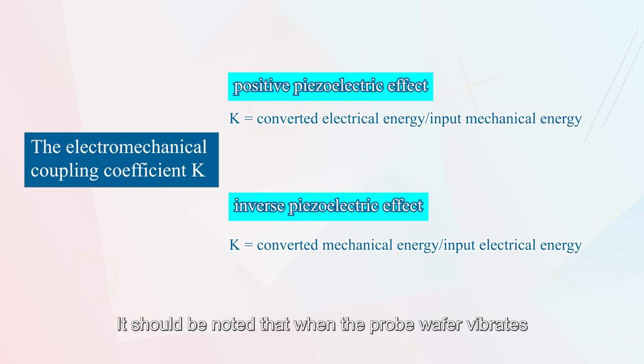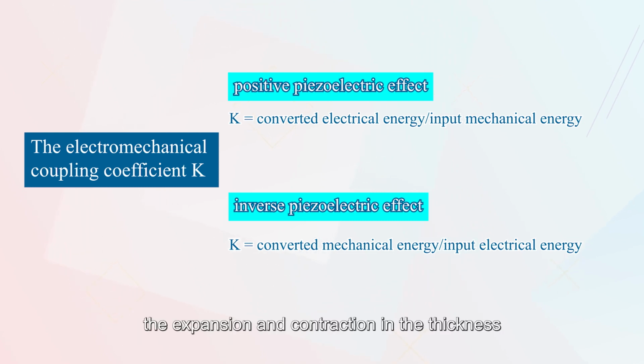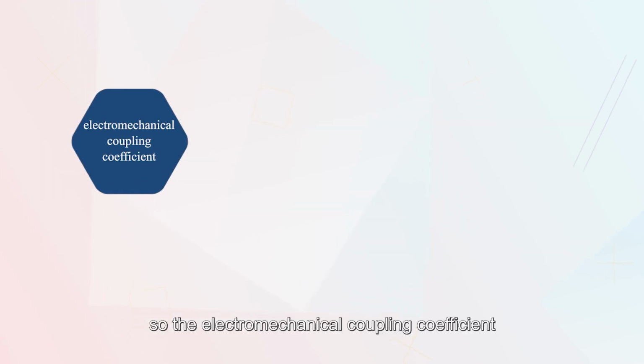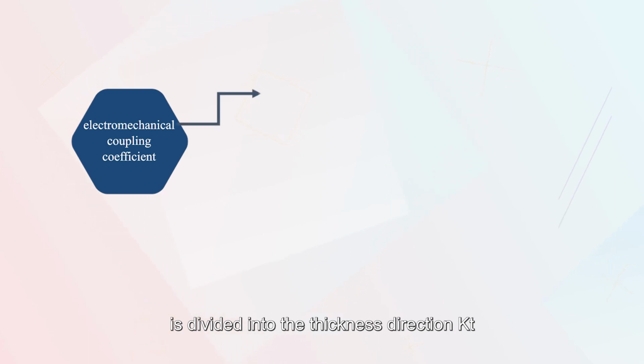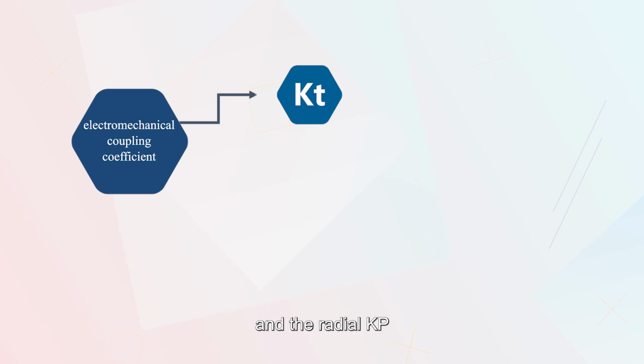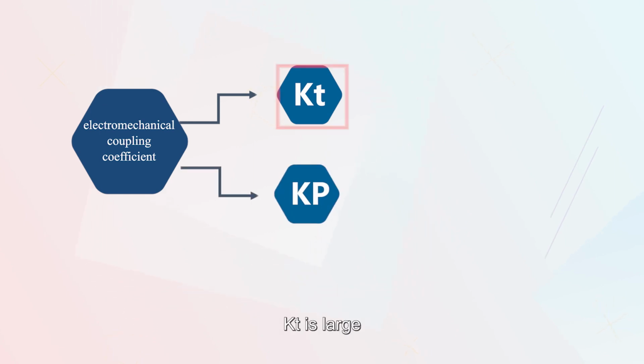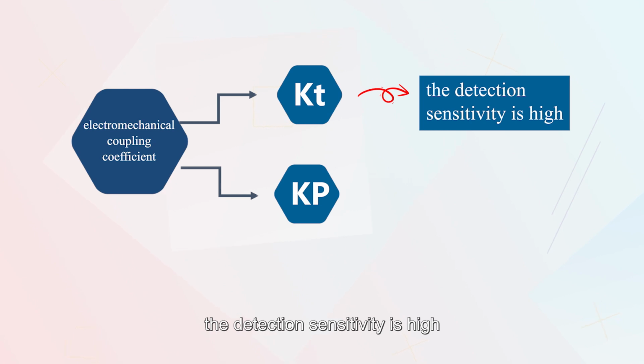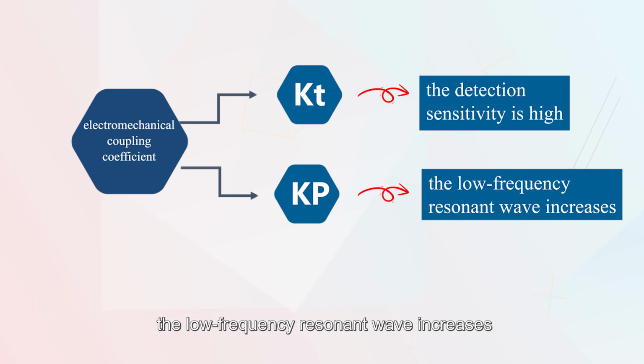It should be noted that when a probe wafer vibrates, expansion and contraction in the thickness and radial directions are generated at the same time. So the electromechanical coupling coefficient is divided into the thickness direction Kt and the radial direction Kp. When Kt is larger, the detection sensitivity is high. When Kp is large, the low-frequency resonance wave increases and the transmitted pulse widens, which leads to the reduction of the resolution and the increase of the blind area.